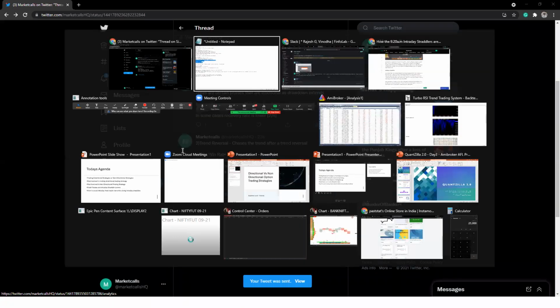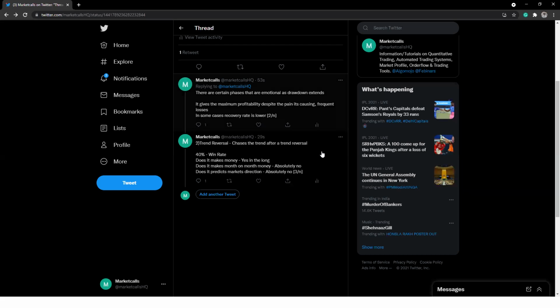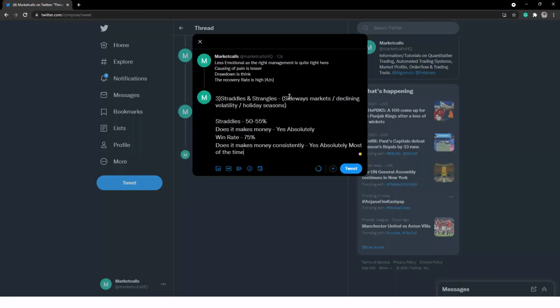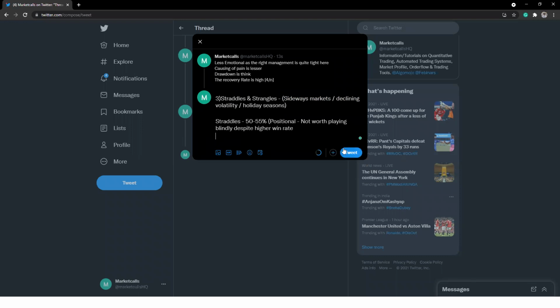Absolutely, straddles. The view is a bit different here. Particularly for sideways and declining markets, the straddle win rate is 70%. This is for positional, and it is not worth playing blindly despite the higher win rate.